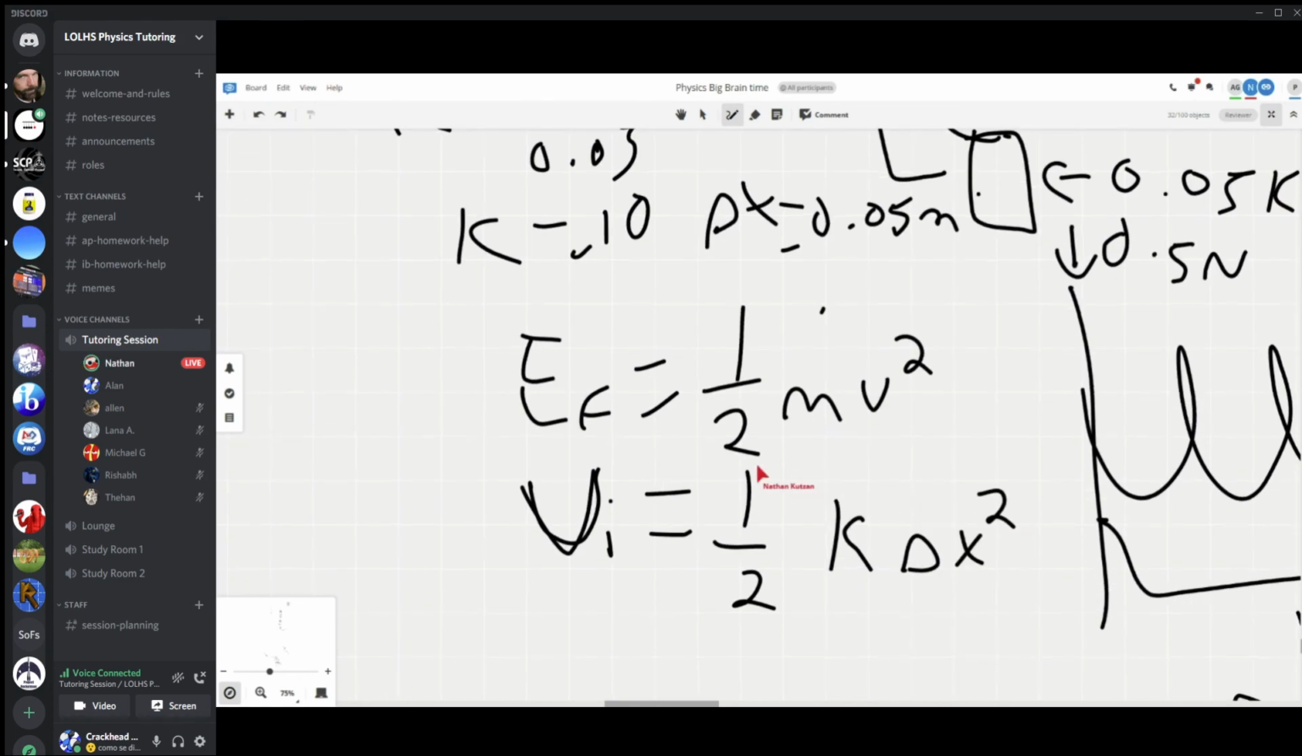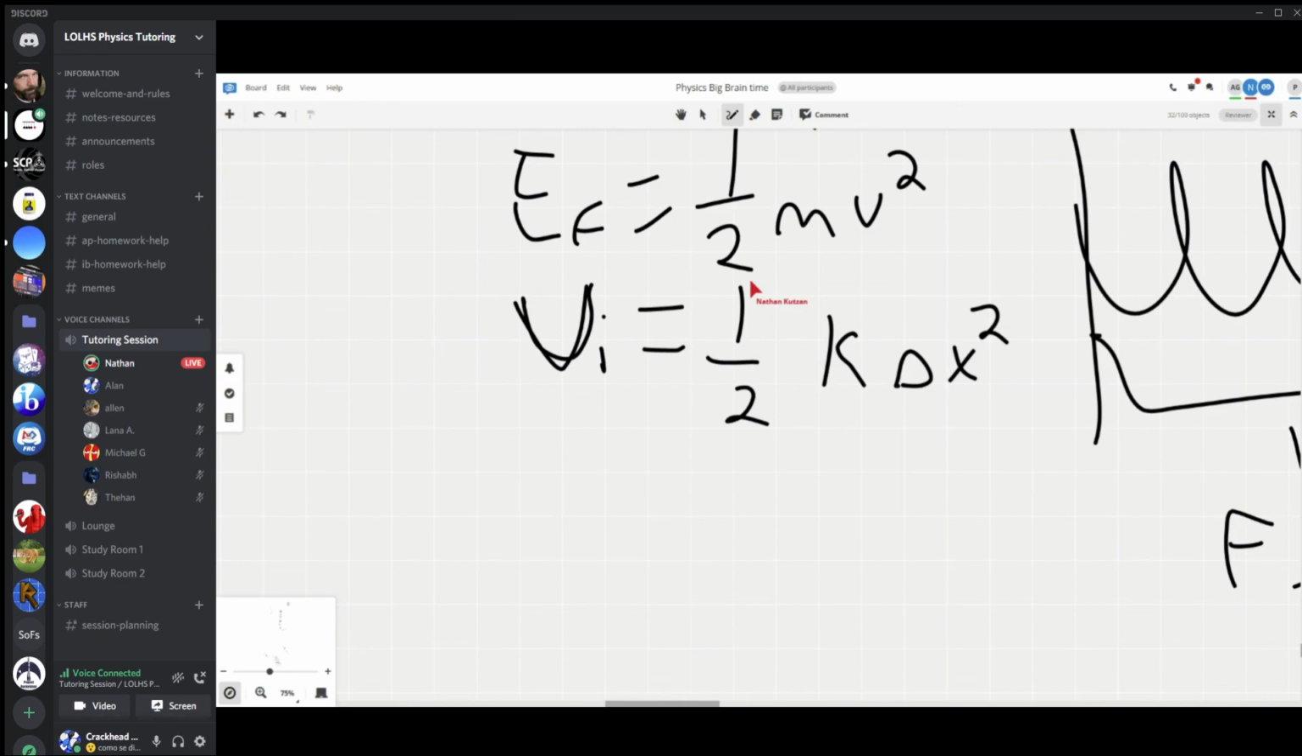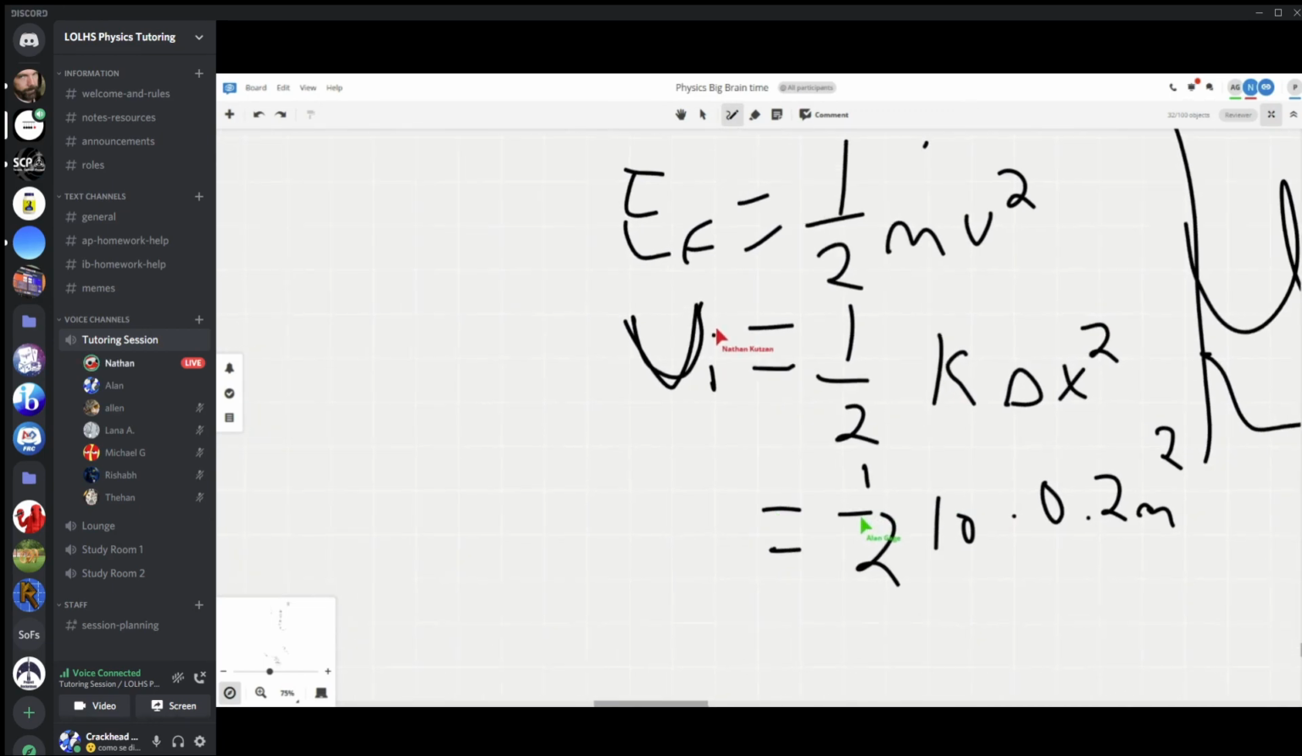And we know what k is. K was 10. So 1/2 times 10 times, what was it, Alan? 20 centimeters, I think. Hold on, let me check. It is 20 centimeters, yeah. Okay, so that's 0.2 meters.